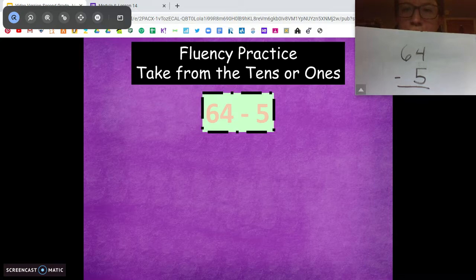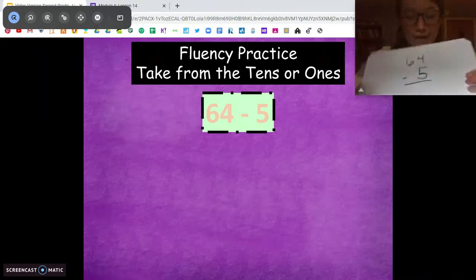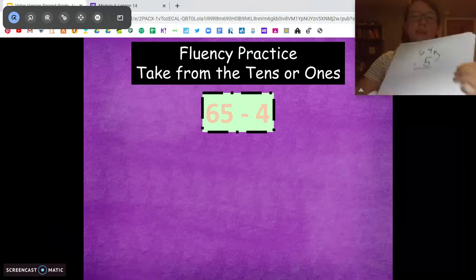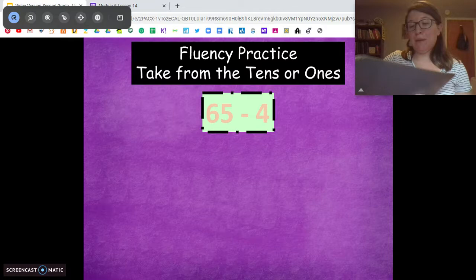What do we have to do? Yeah, we're gonna have to take from the tens because we can't take 5 away from 4. We're gonna have to take from the tens. What about 65 minus 4? So we're switching the ones places in this one.